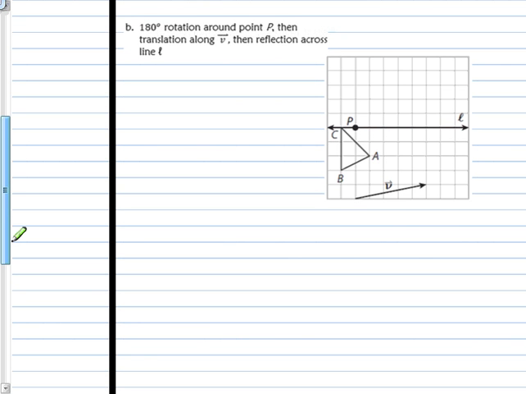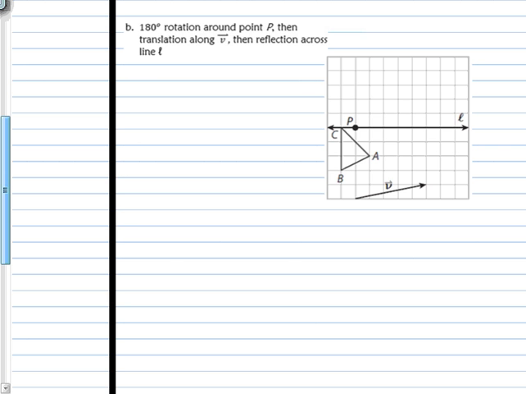Let's look down at letter B. In class today, I told you that we would be doing some rotations or reflections around something other than the origin. And here's an example. We'll be doing a 180-degree rotation around point P, then translating it along the vector, then reflecting it across line L. So 3 different things we'll be doing right here. And I hope that you are ready to learn and to pay attention. So the first thing we have to do, which is the hardest one, is the 180-degree rotation around point P.